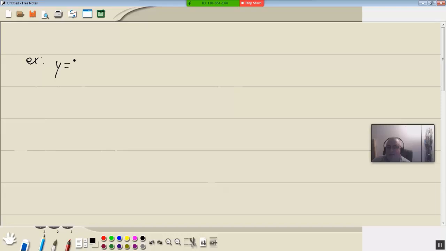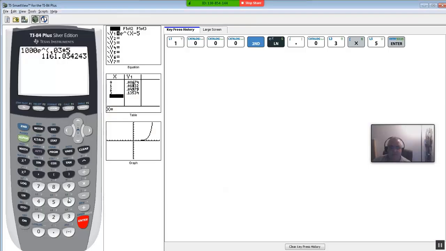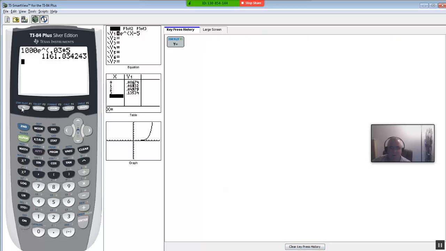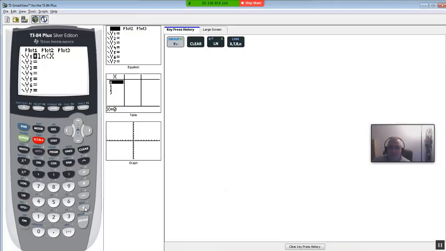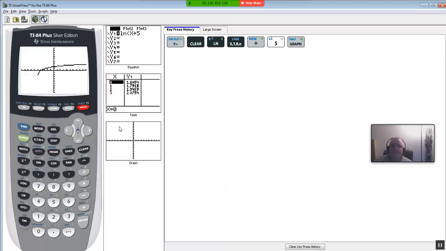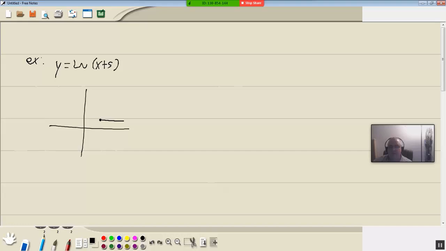If I wanted to graph y is equal to natural log of x plus 5, this one I can type directly into my calculator. I have to go to graph mode, so I press y equals, press clear. We've got a natural log, ln, so I'll push my ln button, and then x plus 5, and then graph. So then our answer looks like this.